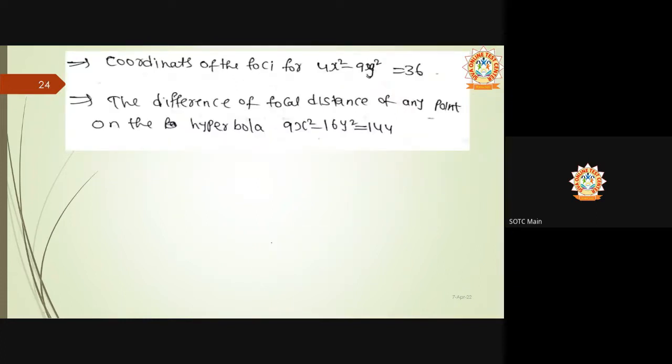Now try to solve this one. Coordinates of the foci for 4x square minus 9y square is equal to 36. So they are asking for the foci. So make it a standard equation. Divide by 36, what happens? X square by 9 minus y square by 4 is equal to 1. So now it is lying on the x-axis. Your foci will become what? Plus or minus AE comma 0. Tell me what it is coming.